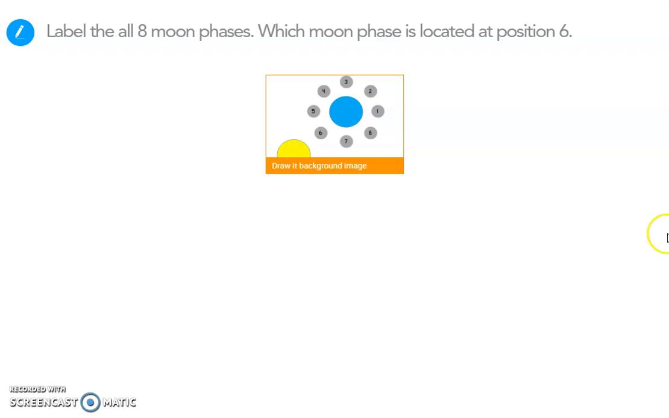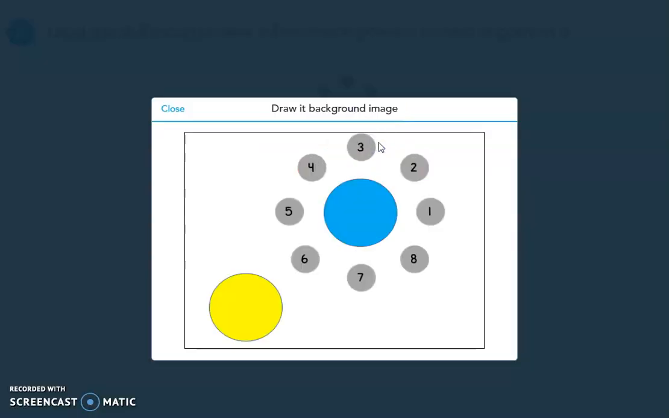So in this question it says to label the 8 moon phases, and it wants to know which moon phase is located at position 6. So here we see that our sun is located right here, and here is the earth. So anytime we have a moon phase between the sun and the earth, that is always going to be our new moon. And then remember that we are going to go counterclockwise.